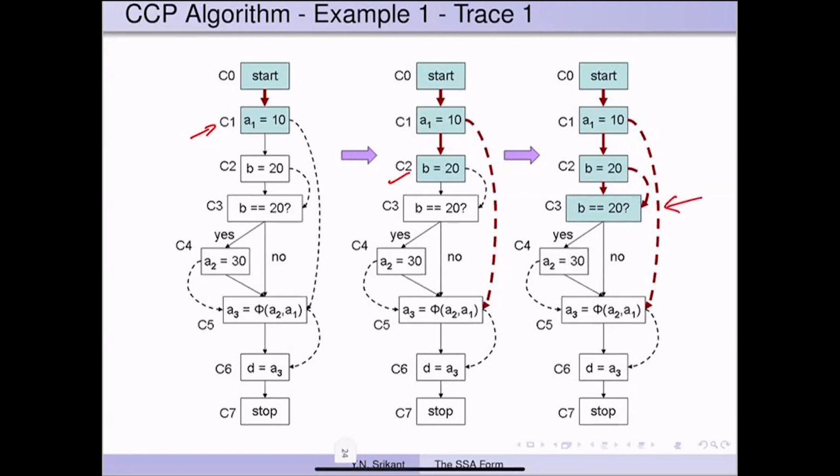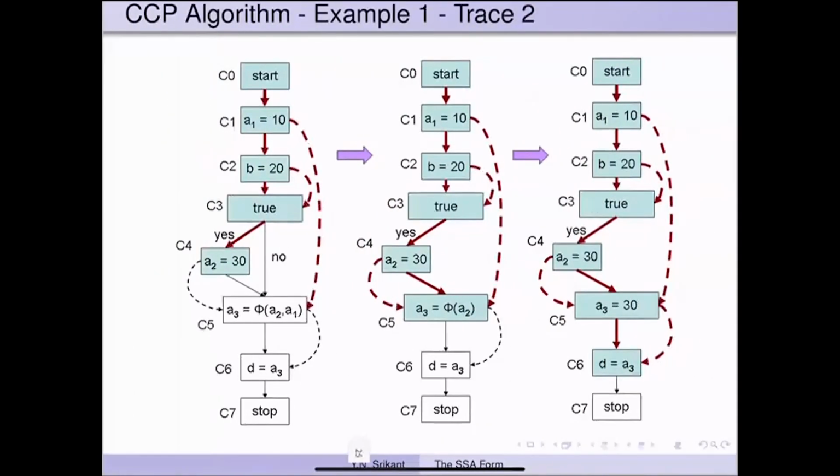Then comes the third block with a comparison. So in that, B has a constant value, which is already known to us, right? So we can evaluate it and say, yes, B same as 20? It is true. Evaluation happens for the condition here. And because the value turns out to be true, we need to retain only the yes branch, and the no branch need not be kept in the flow graph at all.